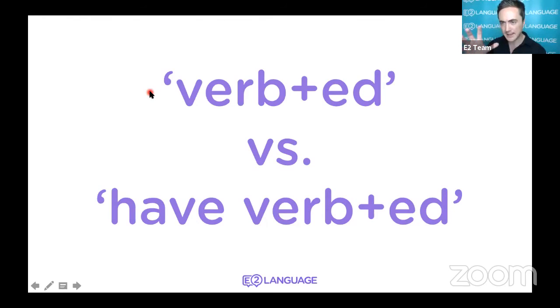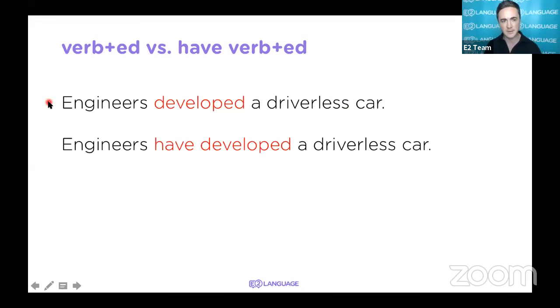Let's look again at the difference between past simple and present perfect, because this one really seems to be problematic. The difference, for example, between I lived in Melbourne and I have lived in Melbourne. What's the difference there? Because you need to get this so you can be accurate in your writing and speaking. So look at these 2 examples. Engineers developed a driverless car. Engineers have developed a driverless car. What's the difference?